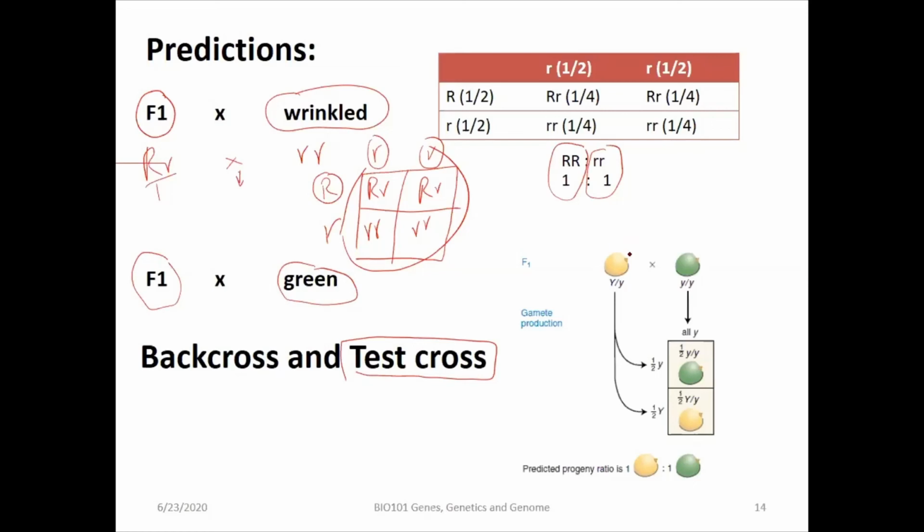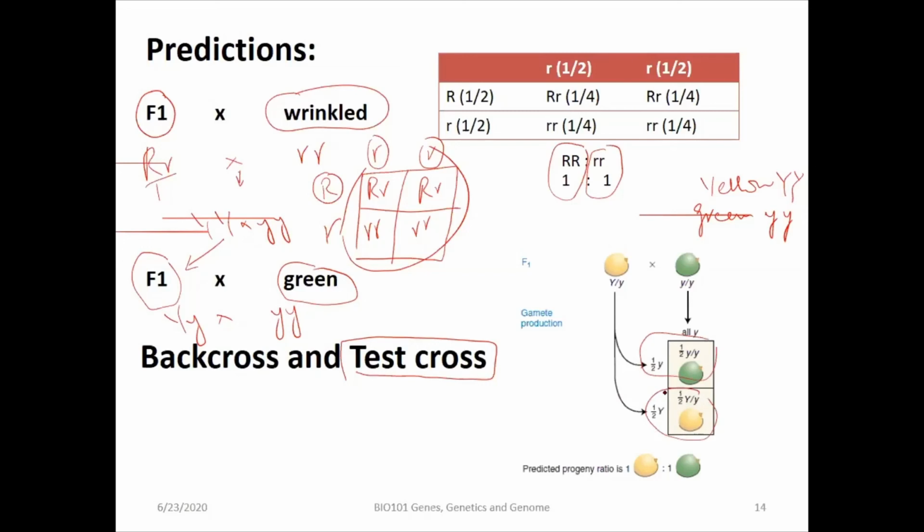So he crossed yellow versus green in the seven traits he studied. Yellow was pure breeding, capital Y, and green was recessive, small y. When he crossed capital Y, which means yellow, with green, he got F1 heterozygous. You cross it with a homozygous recessive parent, you get 50% green, 50% yellow, a test cross. Back cross is when you cross F1 with either of the two parents. But test cross is specifically when you cross it with the homozygous recessive parent.